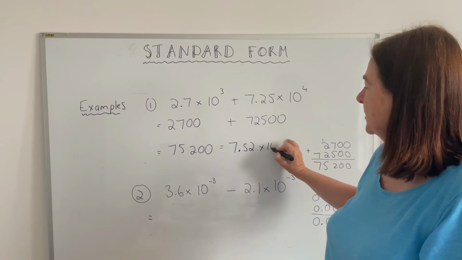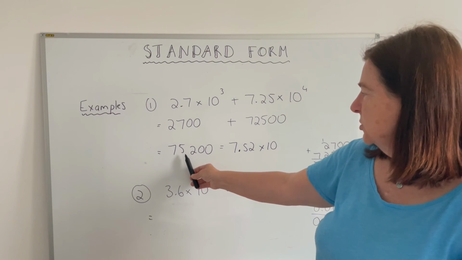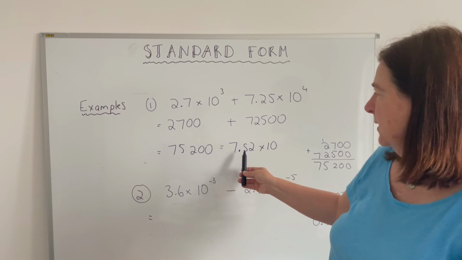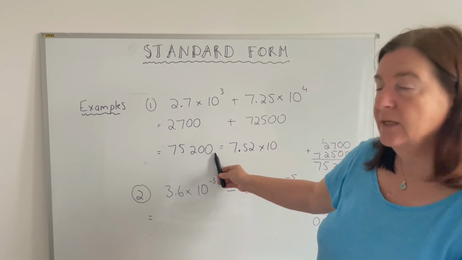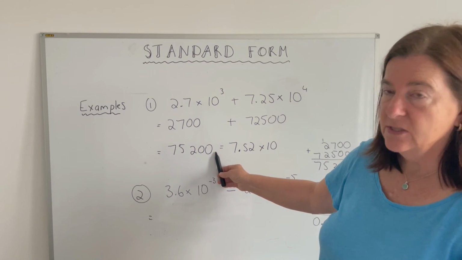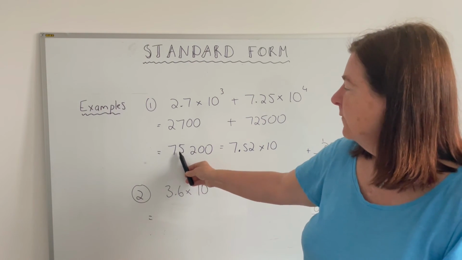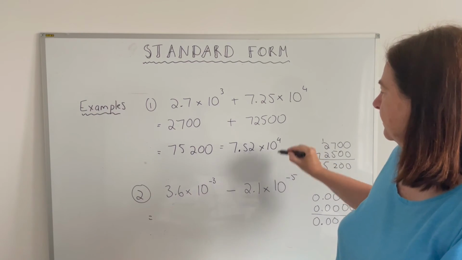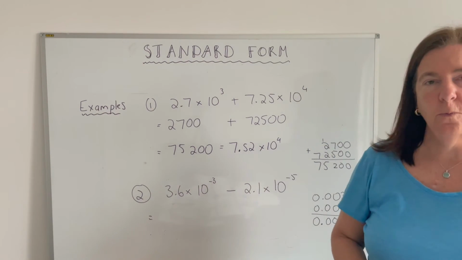7.52. Now we need to work out the new index. So that has changed from a very big number to a small number. So this must become big. How many places have I moved the decimal? It would be there, 0.000. We've moved it 1, 2, 3, 4. So that would be my answer, 7.52 times 10 to the 4.